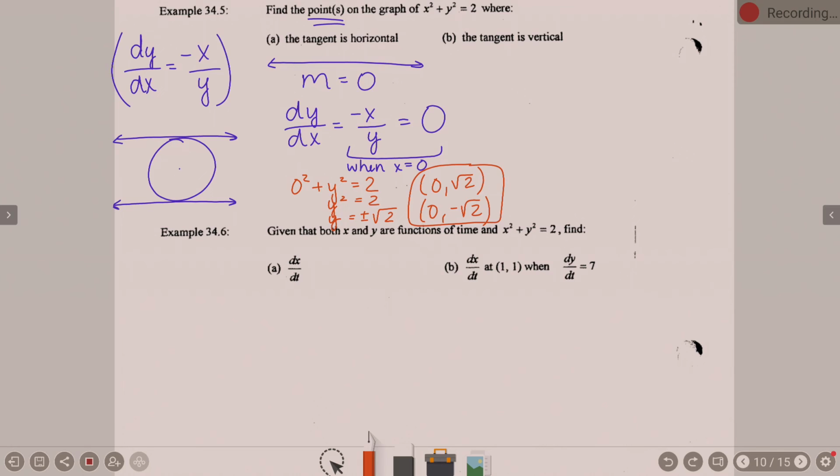Now, does that make sense, folks? Think about my picture over here. I had a circle, tangent line on top, tangent line on bottom. My circle is centered at 0, 0. My circle has a radius that is the square root of this number, so square root of 2. So up square root of 2 and down square root of 2? Makes sense. Okay, because 0, square root of 2 would be this point, 0, negative square root of 2 would be that point.